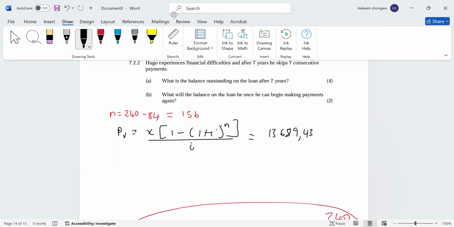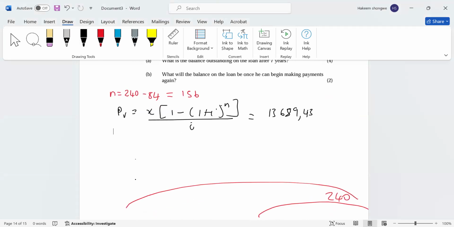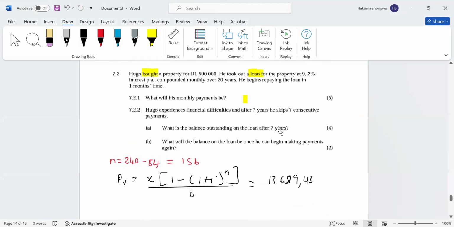I want to ask something. He skipped 7 consecutive payments after 7 years. Are we not supposed to subtract 7 years from 156? No, Tina, remember, the question is asking what is the outstanding balance of the loan after 7 years. They're not even talking about the payments that he has skipped. We don't know which payments he has skipped, because he starts skipping payments after the 7 years.